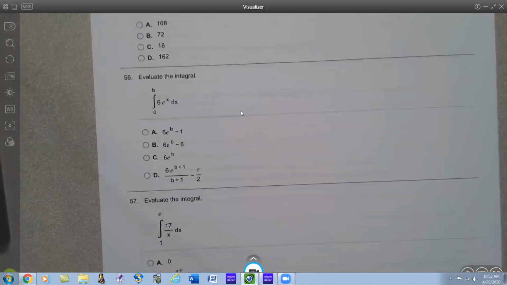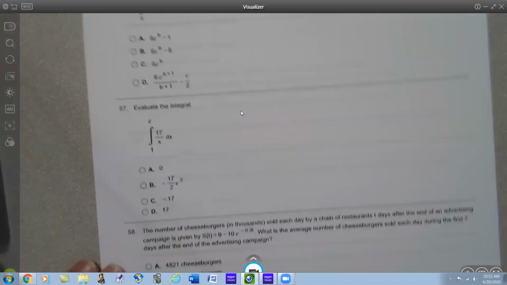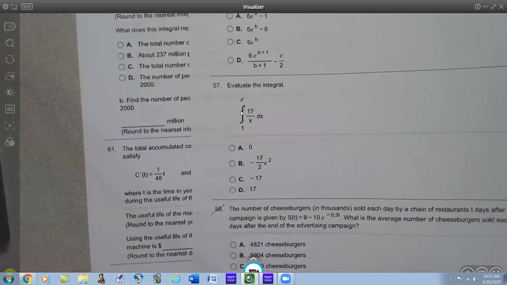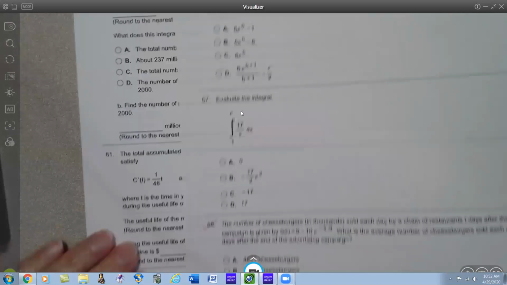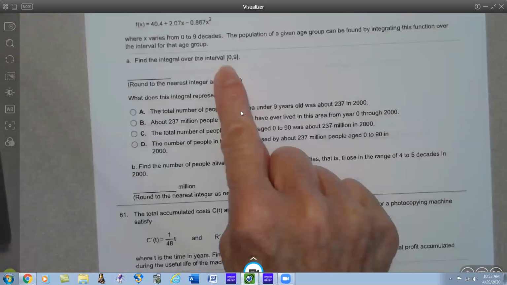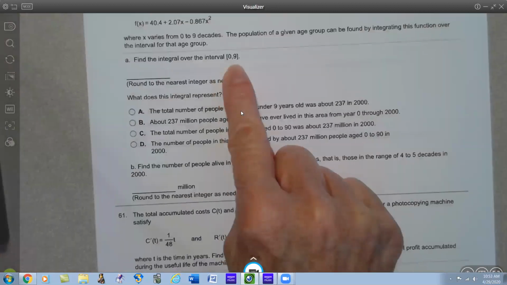Don't worry about 58 because we don't have average number. So you don't even worry about that one. But these are some others that you could do via a calculator. Find the integral over the interval 0 to 9. So you'd have your function and you're going from 0 to 9. You'd be able to answer that one.